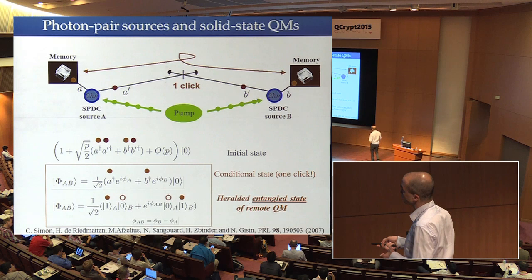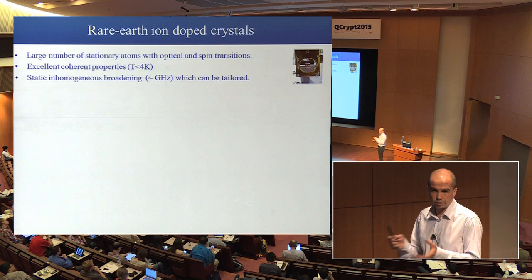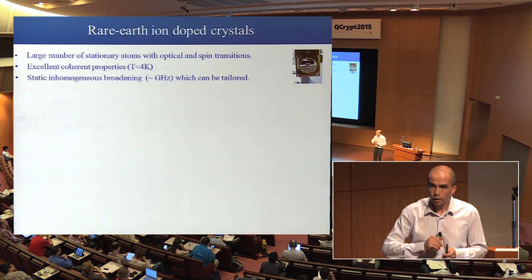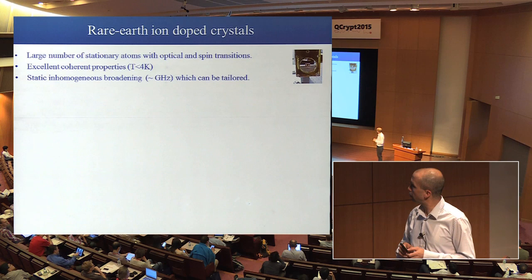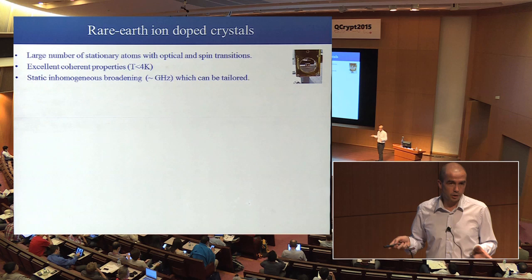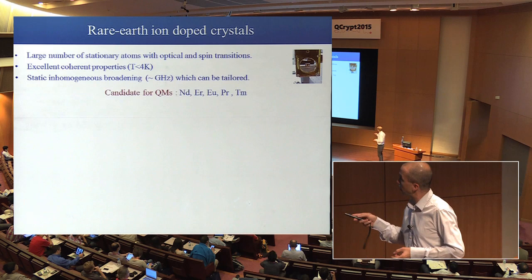What has been proposed is to use rare earth ion doped crystals, which is basically, as I said before, a piece of crystal doped with rare earth ions inside. The crystal is transparent, and the rare earth ions are doped randomly inside. If there are no ions, the light passes through, and if there are ions, the light is absorbed. It's very nice for this kind of application because they have optical transitions, they have spin transitions, and they are stationary, so you don't need to trap them. They have excellent coherence properties.